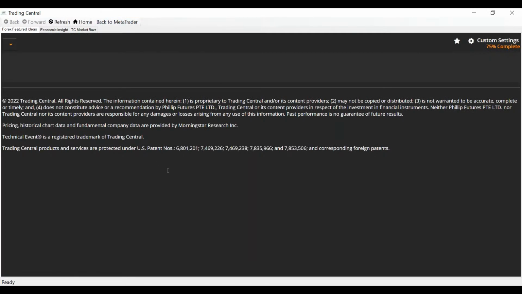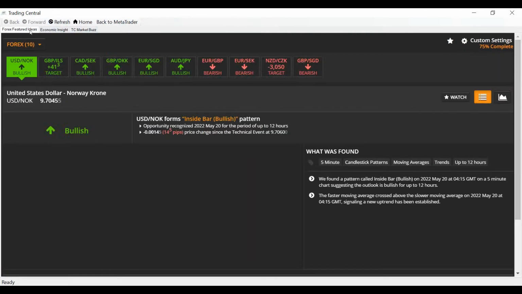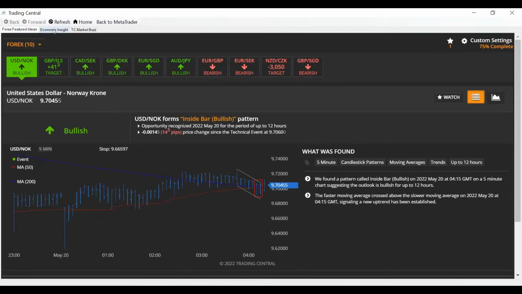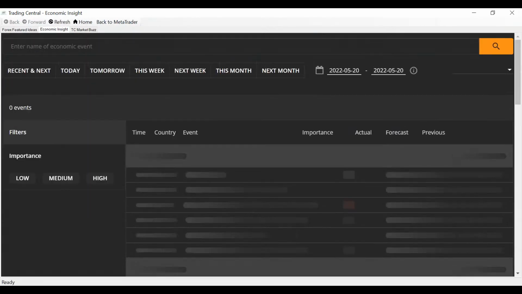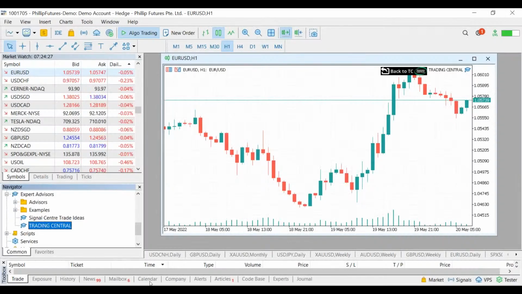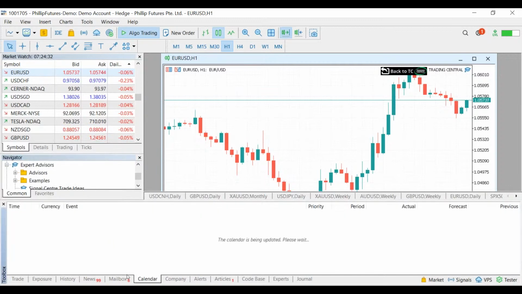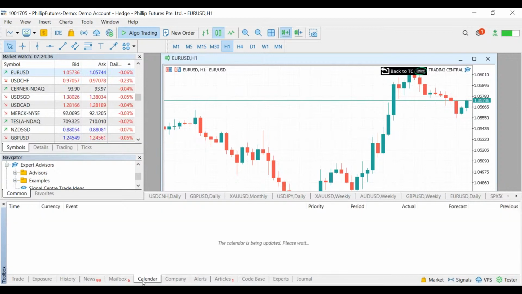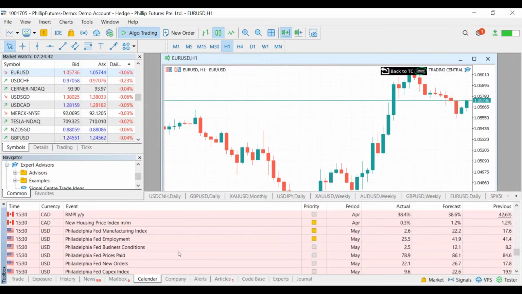Once you load this, you would realize that there are 3 tabs up here. I would like to point your attention to the second tab, which is the Economic Insight. We know that MT5 itself has the economic calendar. It is very helpful. Right now, maybe my connection is bad, so the calendar isn't populating. But we know that the calendar itself in MT5 is helpful.